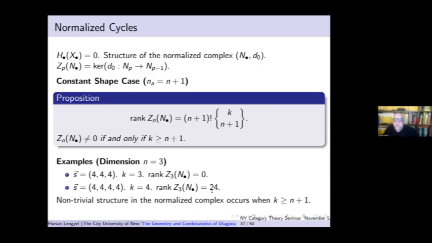Now, if you want some homology, the dichotomy there is that K has to be at least n+1. Okay. So you won't have homology in the big complex, but you will get non-zero cycles, I should say.